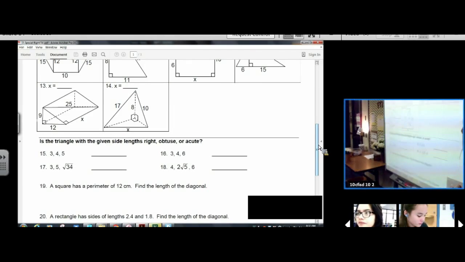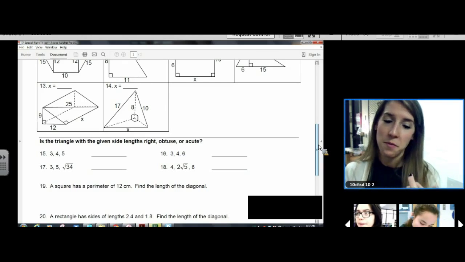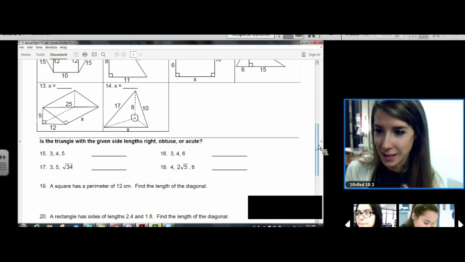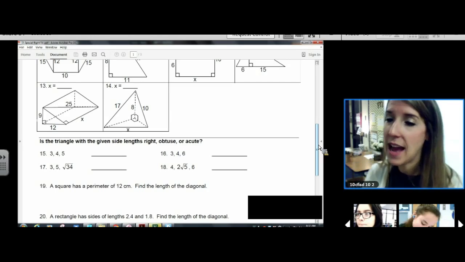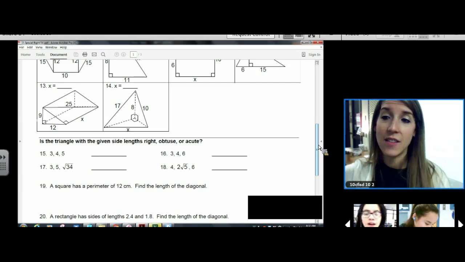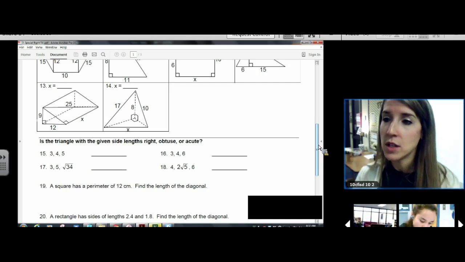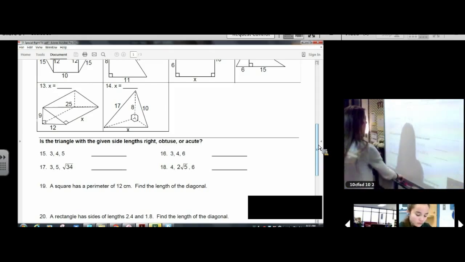Number 14. 13 and 14 are very similar. They are Pythagorean theorem, which turns into Pythagorean theorem, which turns into Pythagorean theorem. Both of those have right triangles where you find a missing side of one, and that's the side of the next right triangle, and then you do Pythagorean theorem on the next right triangle. Okay? So I'm going to do 14, but 13 is really the same way.